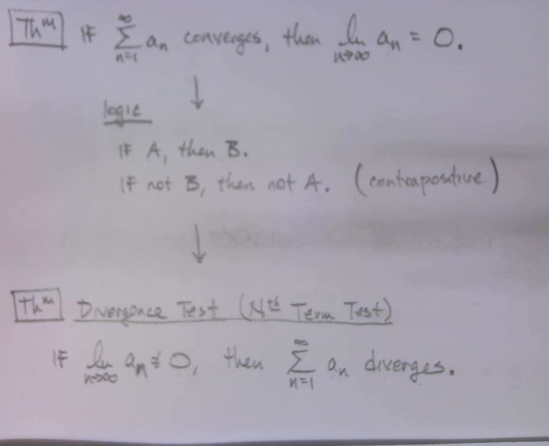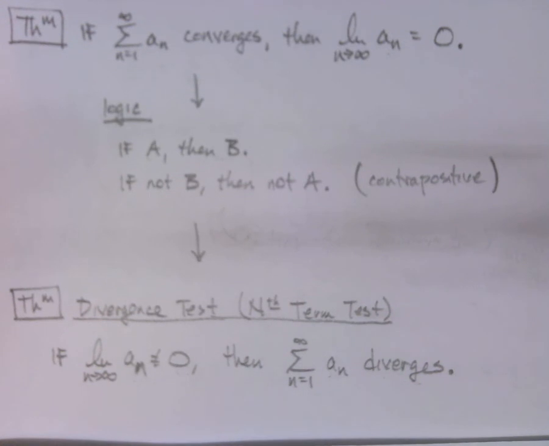Okay, now this is a very powerful test if it works. If we can show this is not equal to 0, oh my gosh, boom, we're done. It diverges. Let's take a look. I've only got 2 of these for us. I think that'll be plenty for now.